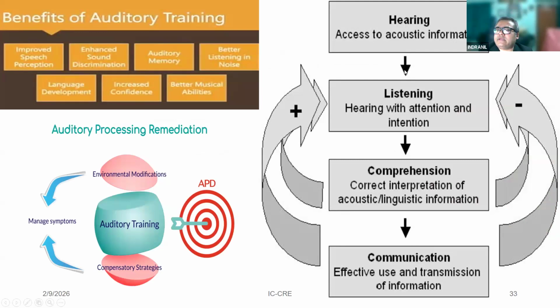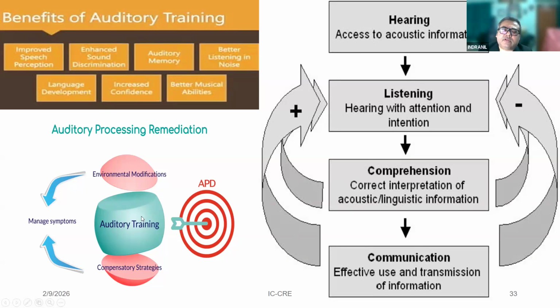So this is the area where first we hear, that is the sensation, then we listen, it goes through different pathways, then we comprehend at the cortical level. If such a process occurs gradually and hierarchically with increasing complexity, the communication effectiveness comes up.